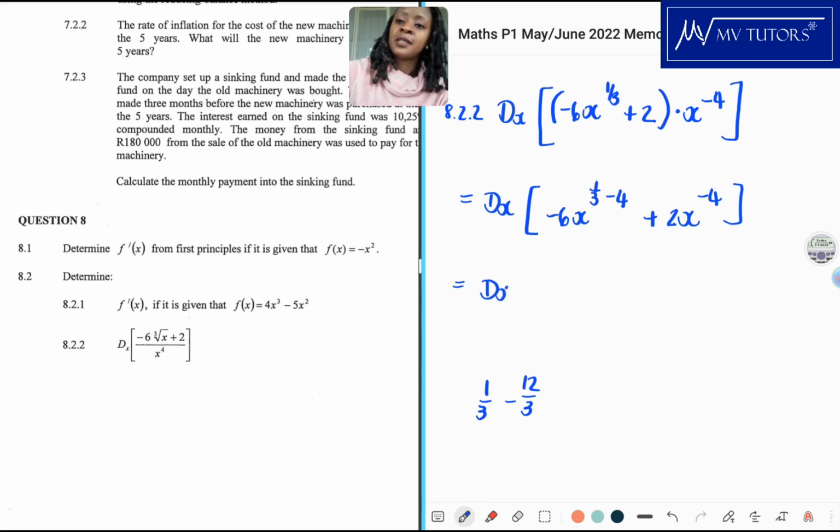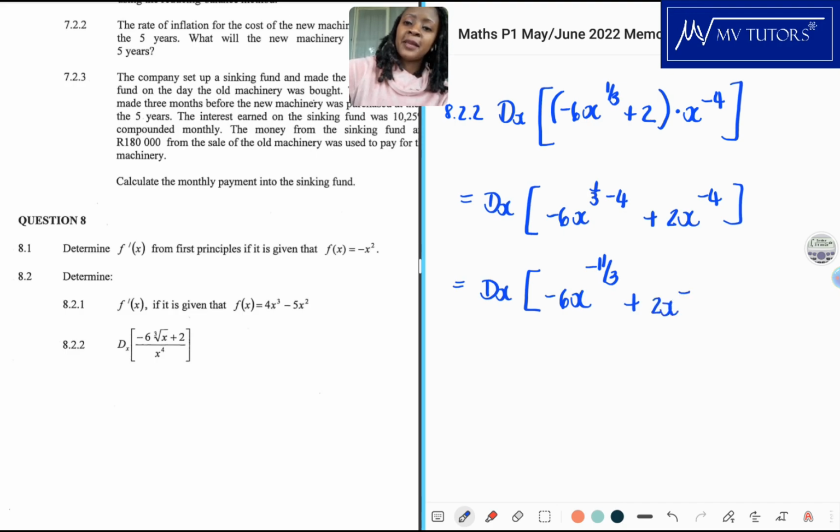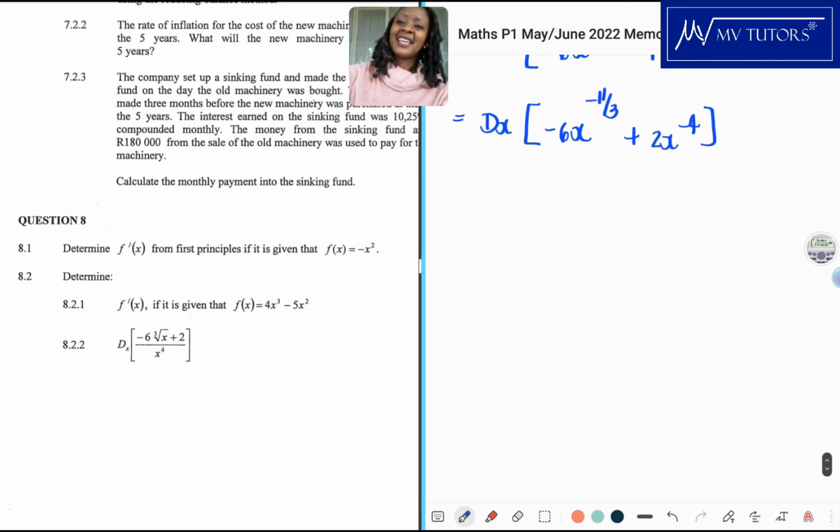Okay, so I'm still putting this dx because I haven't yet started differentiating. So I have minus 6x to the negative 11 over 3, and then I have plus 2x to the minus 4. Okay, now that I'm here, I can then start giving the answer. So I have negative 11 over 3 times negative 6. So I have negative 66 over 3. Ooh. That was scary. Okay, negative 66.